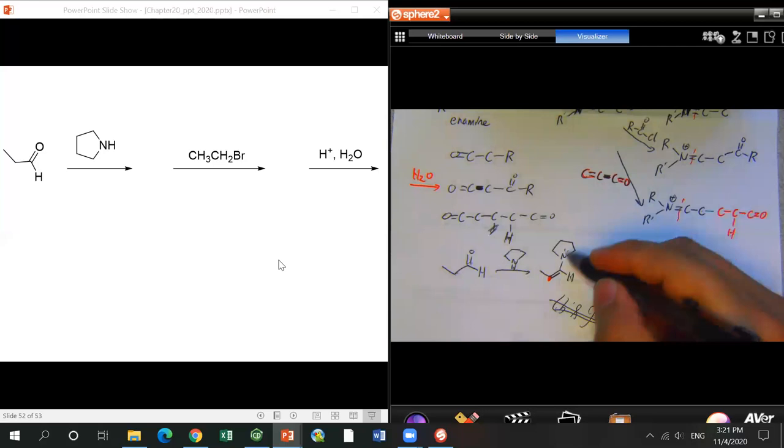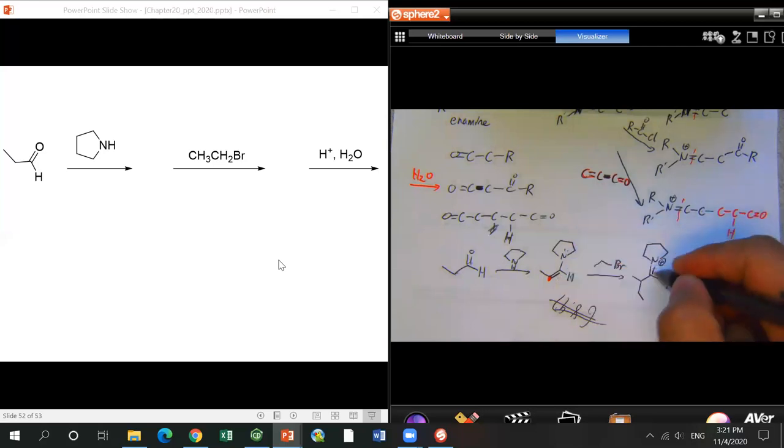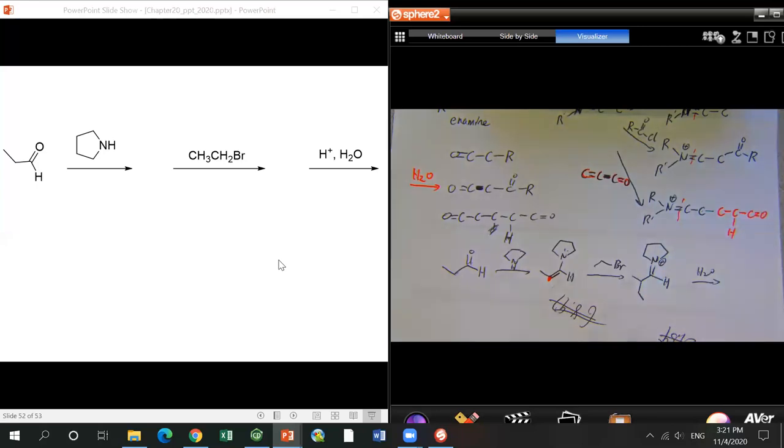Because you shift electrons twice, the lone pair goes here, and then this one goes back. So you build that bond between the carbon and the nitrogen. And that's the alkylation part: you put the alkyl group on here. Once your reaction is done, hydrolysis is pretty easy. It cleaves off the nitrogen part, and you generally get the final product like this.